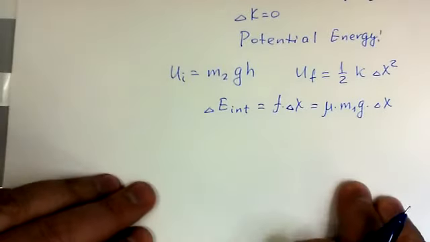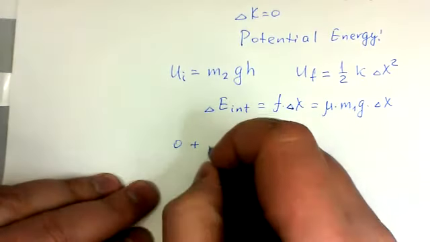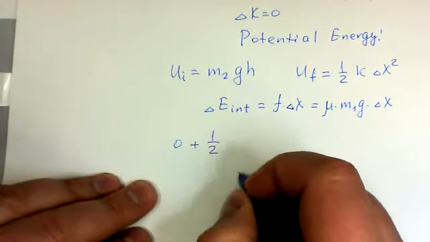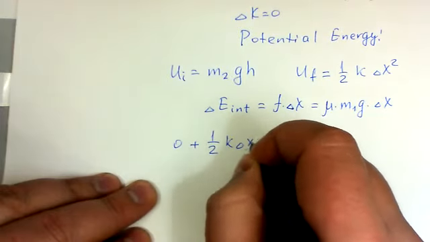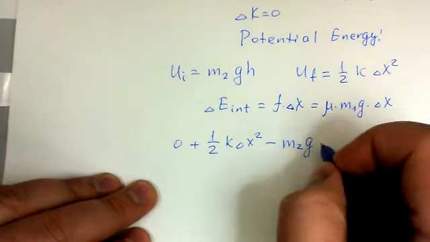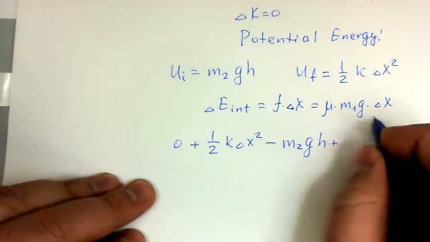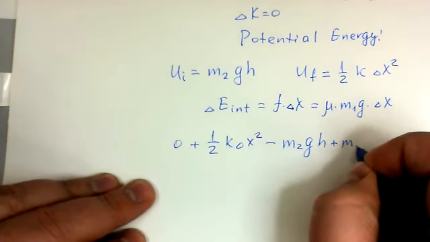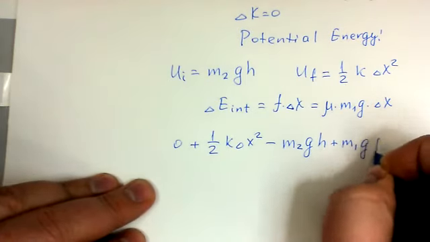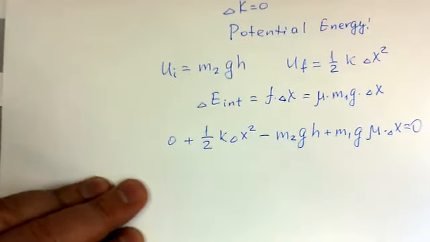So let's write this equation. 0, which is delta K, plus the final potential energy, 1/2 k delta x squared, minus the initial potential energy of the system, which is m2g h, plus the change of the internal energy, m1g mu times delta x, equals 0.